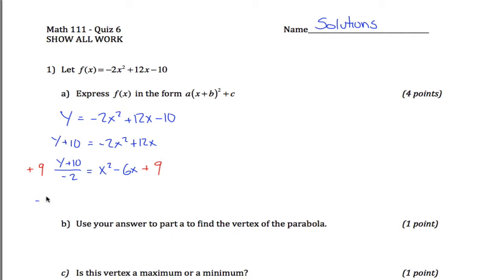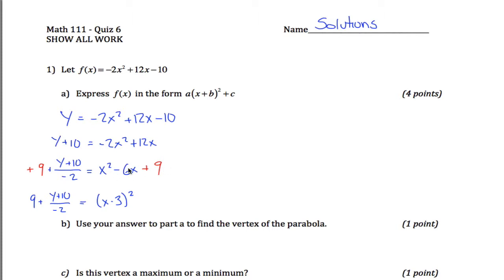So what I now have is positive 9 plus y plus 10 divided by negative 2 is equal to, over here I got a perfect square. I have x minus 3 squared.